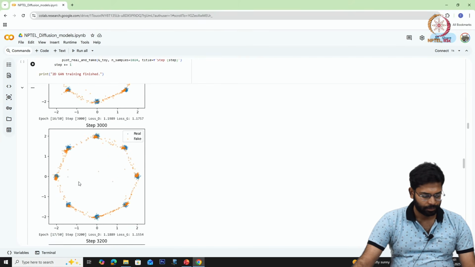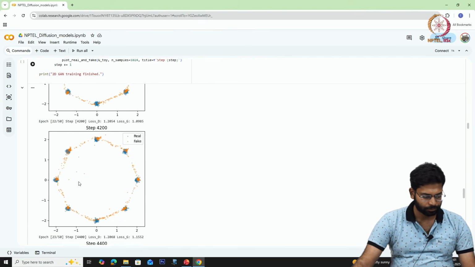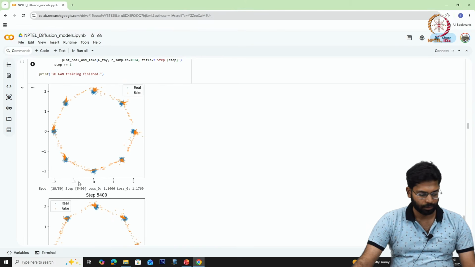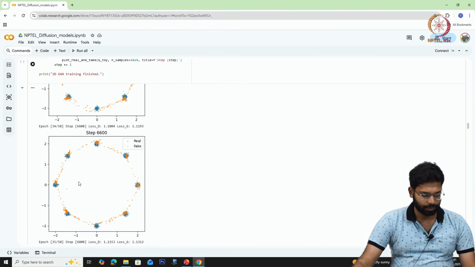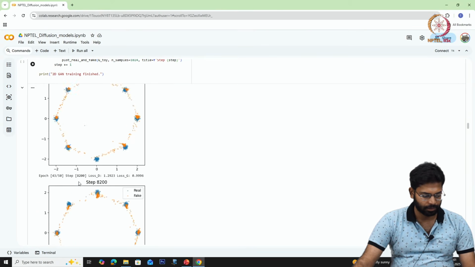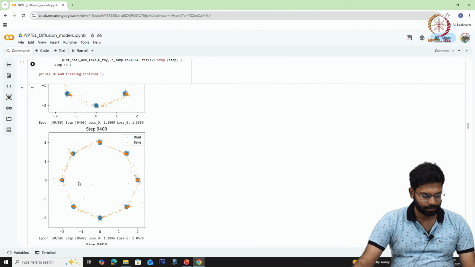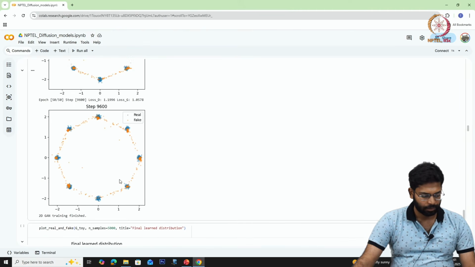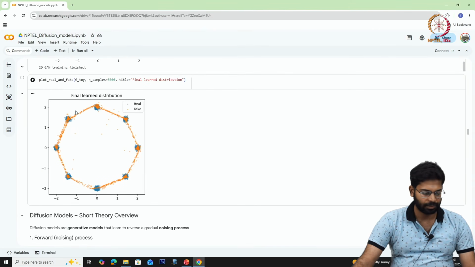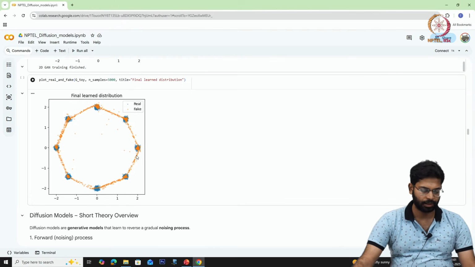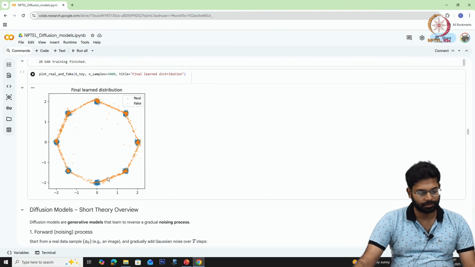Finally you can see that it's nicely converging on the real distribution. So the final learned distribution is very close to the blue one. It has clustering on those blue cluster points, the mixture means, and some around them. So it nicely approximates that. So that was about generative adversarial networks training.